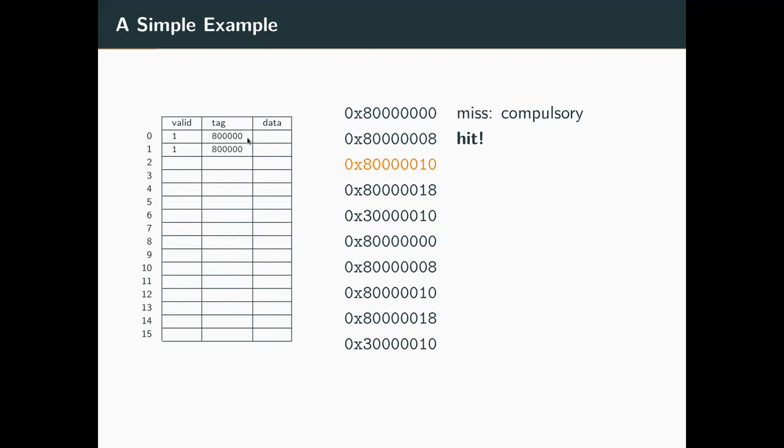So we access 8000010. Now this is the index, it's 1. The tag is 800,000 hex. So now we have in the index 1, our tag is 800,000. What kind of a miss is this? This is clearly a miss because it wasn't in there yet. Compulsory again.